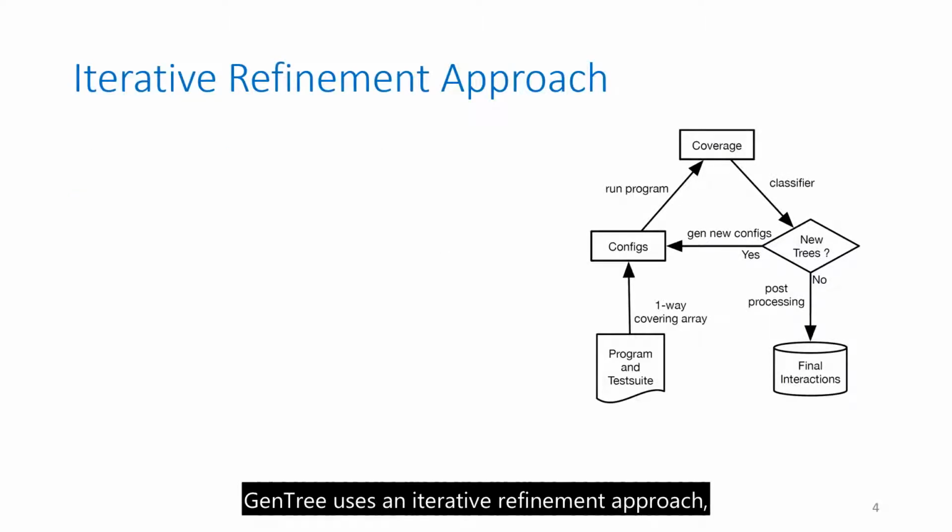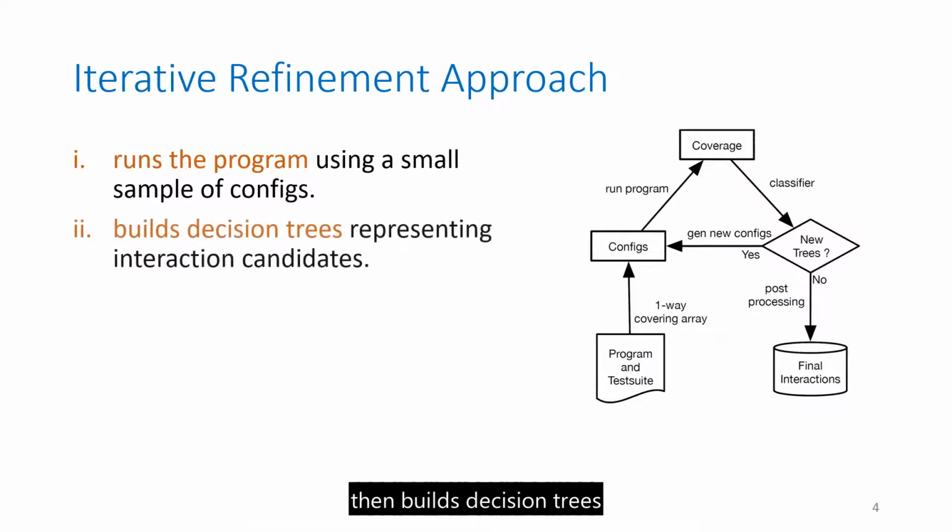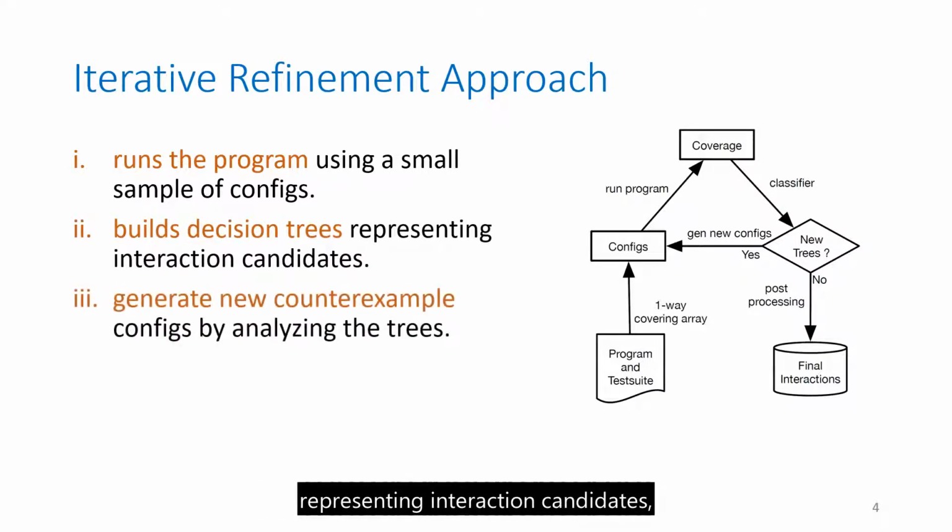GenTree uses an iterative refinement approach that runs the program under a small sample of initial configs to obtain coverage, then builds decision trees representing interaction candidates. Then it analyzes the trees to generate new counterexample configs to further refine the trees and interactions in the next iteration.